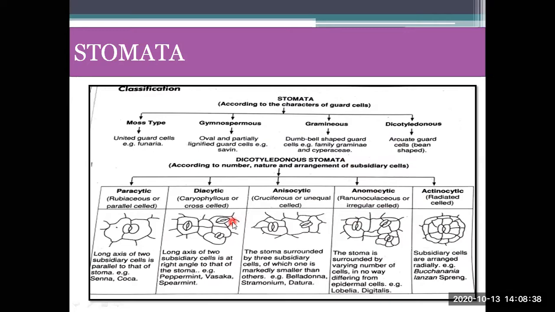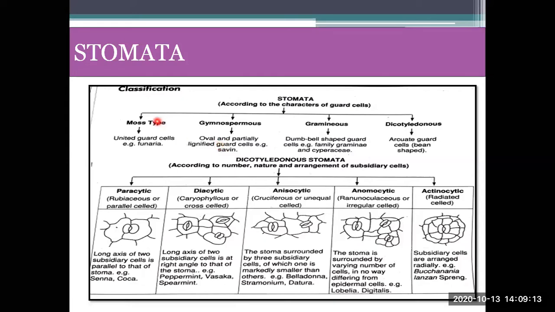Okay, so first we'll see the classification which is based upon the guard cell, that is the two kidney shaped guard cells. On the basis of the guard cell, stomata are classified into four types. First one is the moss type stomata, then gymnospermous, gramineous, and dicotyledonous. In the moss type, the guard cells are united, stuck to each other, whereas in the gymnospermous, the guard cells are of oval shape. Oval shape means elongated, egg like.